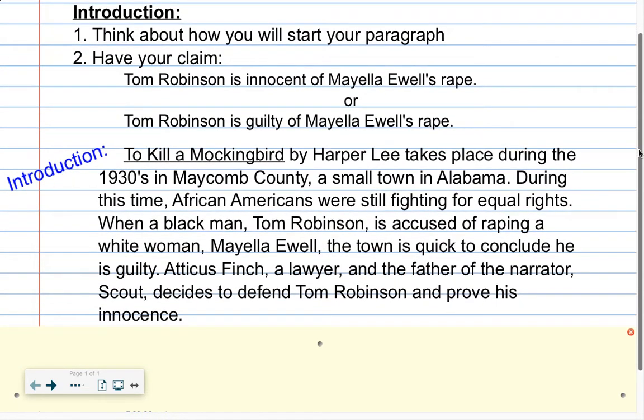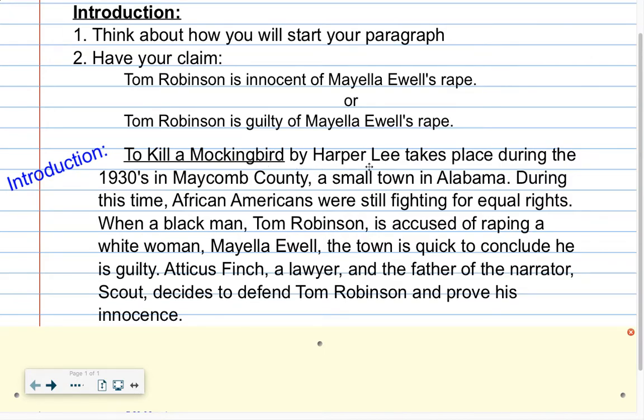I tried to keep it very general so that I don't steal some of your ideas, but I do want to draw your attention to a few things. One is obviously that I've indented. To Kill a Mockingbird is the title of the novel. If I'm typing, it should be italicized, that little I that's slanted. However, if you don't have Word, or you're writing this out by hand, then we would always underline the text. So To Kill a Mockingbird is either underlined or italicized.